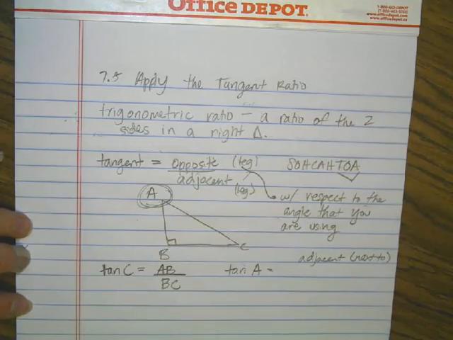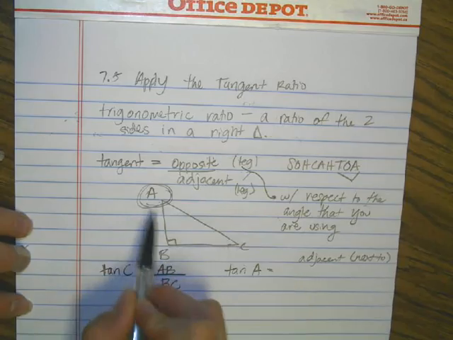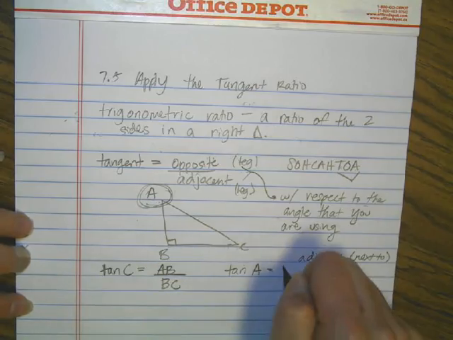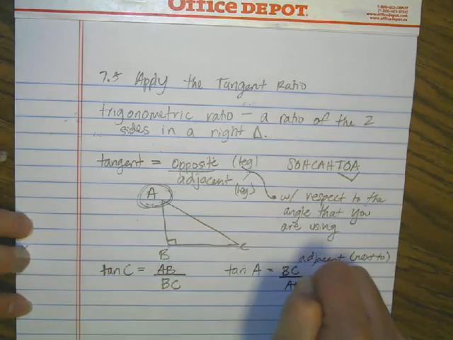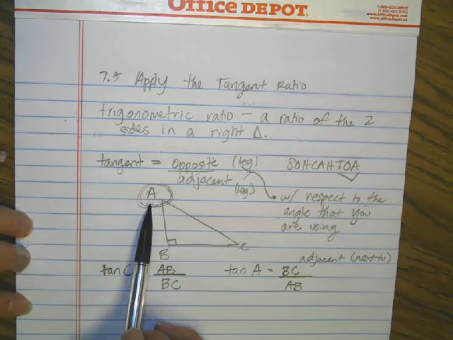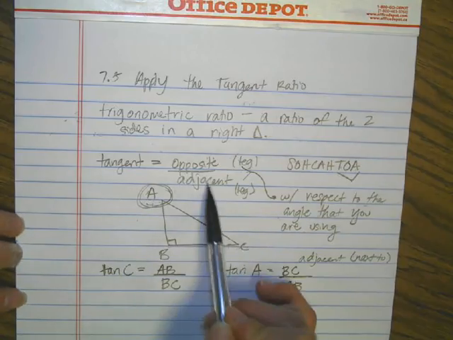So let's say I say tangent of A. Again, I'm still opposite over adjacent, but now across from A, or the opposite leg to the angle A, is BC. So this is BC, and the leg that's next to A is AB. So again, it depends on where you're looking from. If you're looking from A, it's going to be one answer. If you're looking from C, it's going to be another answer. It's always opposite and adjacent, and they're always the legs.